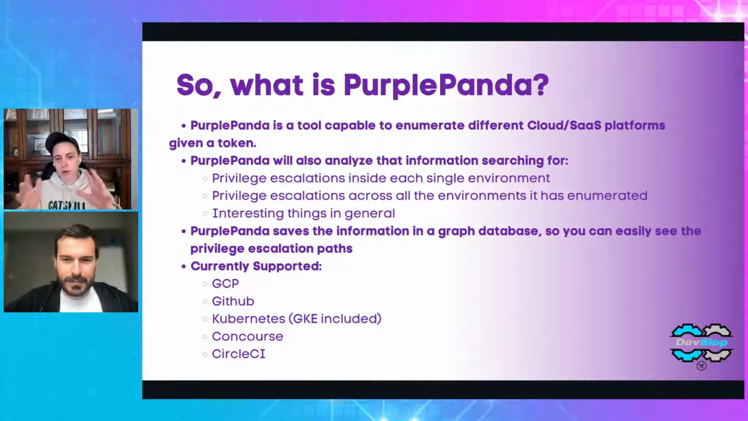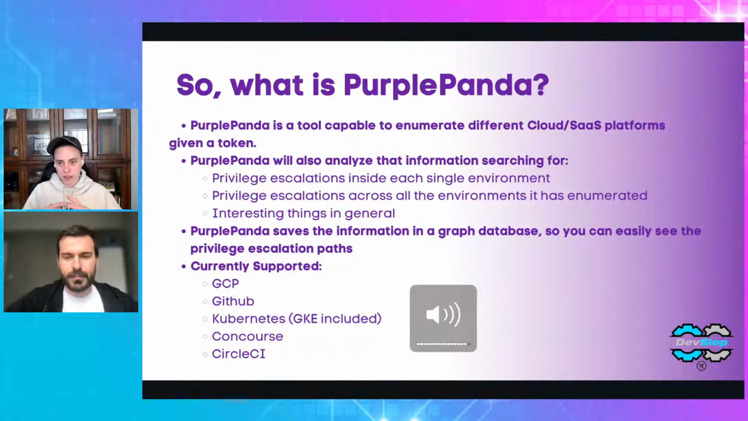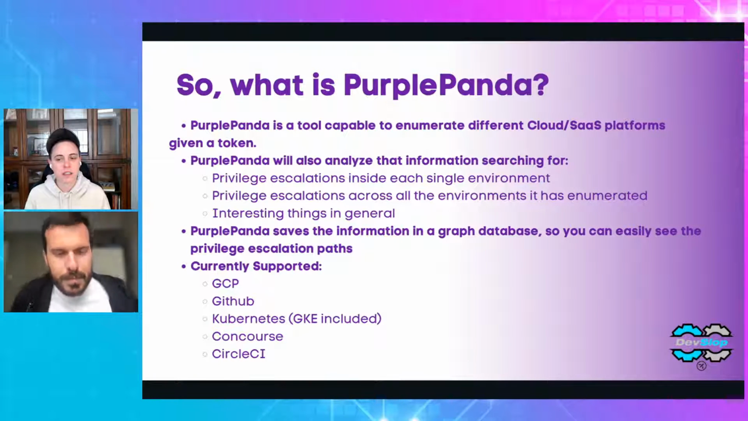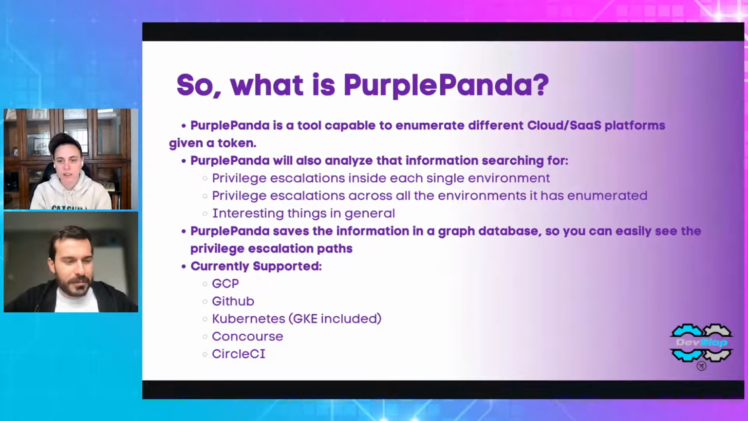So you have an AWS key, a key pair, and you use PurplePanda to enumerate the permissions that these keys have within AWS, right? Yeah. And it sounds like it could also, how does it do that second bullet, privilege escalations across all the environments it has enumerated, all the AWS environments? I think I'm just stuck there for a second. Okay. So, you're gonna hate me because PurplePanda still doesn't support AWS.